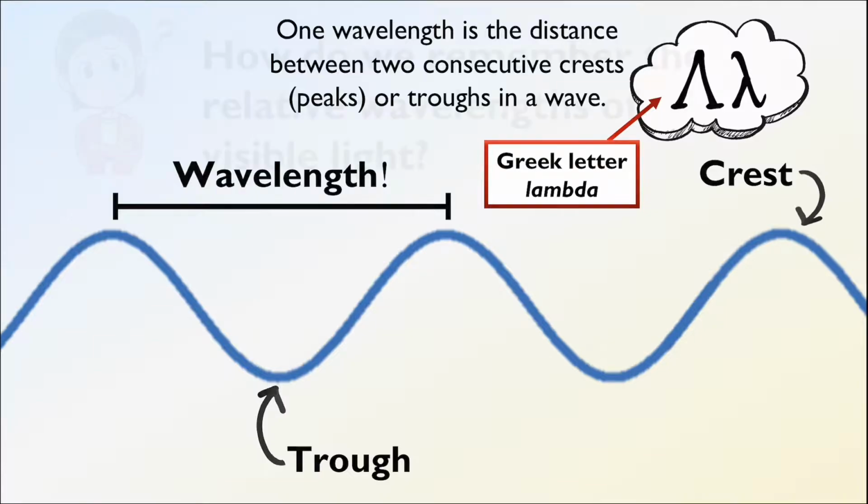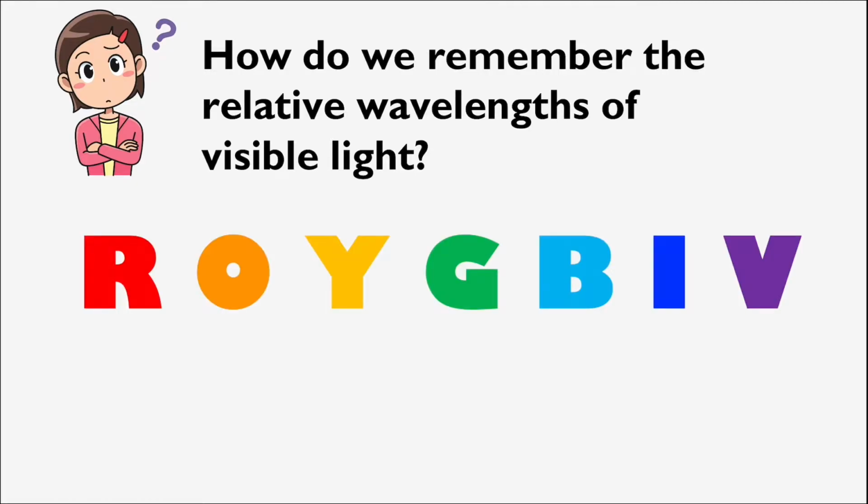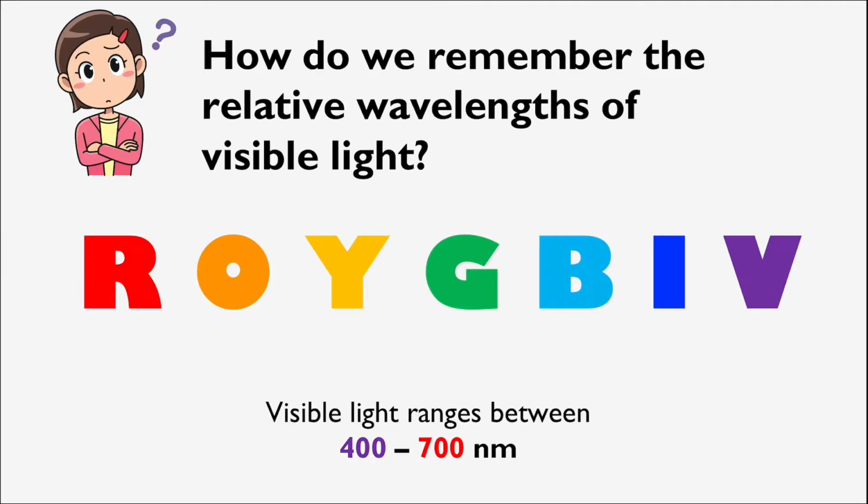So, how do we remember the relative wavelengths of visible light? Well, we can always refer to Roy G. Biv, the acronym that's familiar to us as the colors of the rainbow, which makes sense considering that we now know how closely light and rainbows are intertwined. But the light we can actually see has a very specific range of wavelengths between 400 and 700 nanometers.